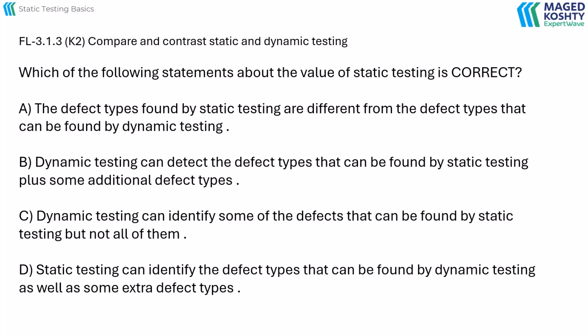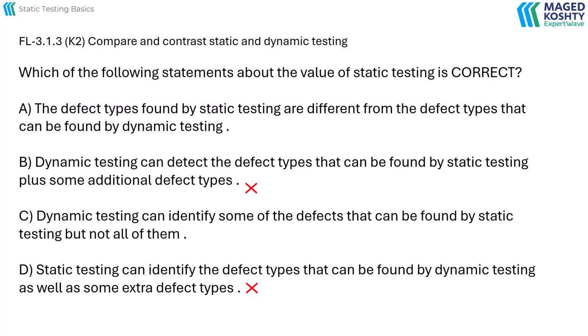C. Dynamic testing can identify some of the defects that can be found by static testing, but not all of them. D. Static testing can identify the defect types that can be found by dynamic testing as well as some extra defect types. This question confused me a little. Options B and D are surely wrong. The question now is, do the defects found by static and dynamic testing intersect or not?